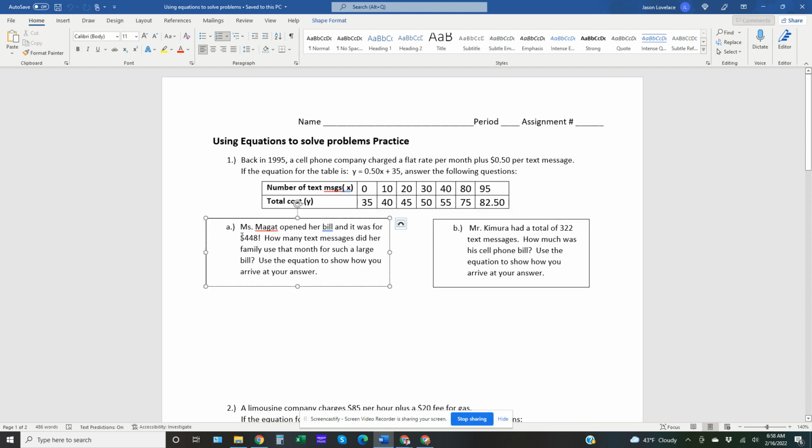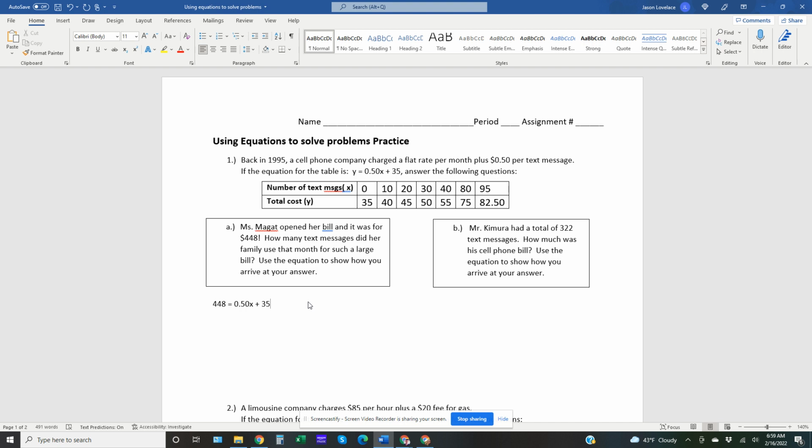Well, if you read the problem, I know the total cost is $448. So I know my total cost. So in my equation here, the variable that I know is going to be y. That means that I'm trying to solve and figure out what x is. So I know a total cost of $448 had to be equal to 50 cents per text plus that $35 bill.